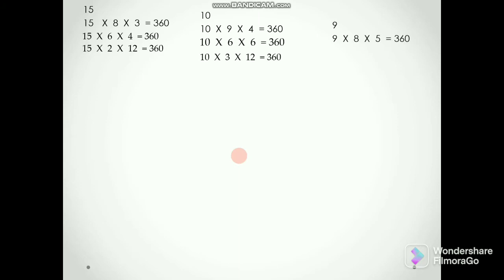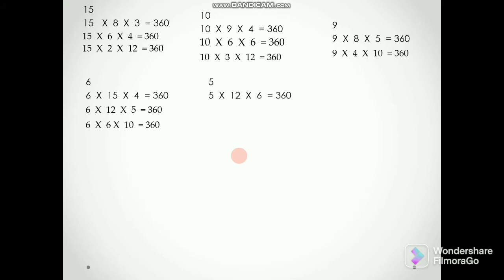And for our 9, we have 9 times 8 times 5 is equal to 360. 9 times 4 times 10 is equal to 360. And for 6, we have 6 times 15 times 4 is equal to 360. 6 times 6 times 10 is equal to 360. And for 5, we have 5 times 8 times 9. And for our 3, we have 3 times 15 times 8 is equal to 360. And 3 times 10 times 12 is equal to 360.